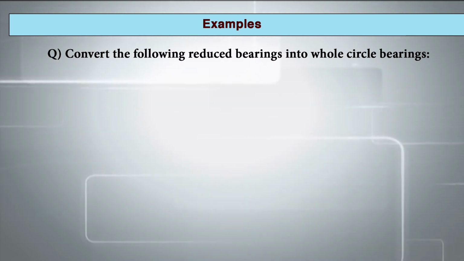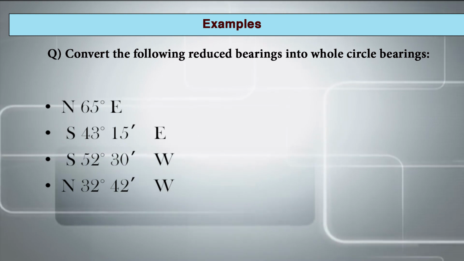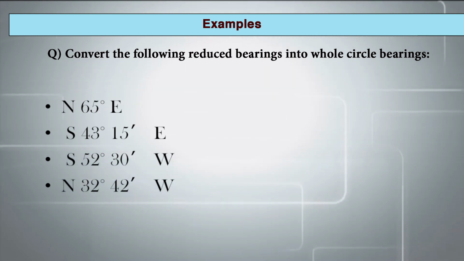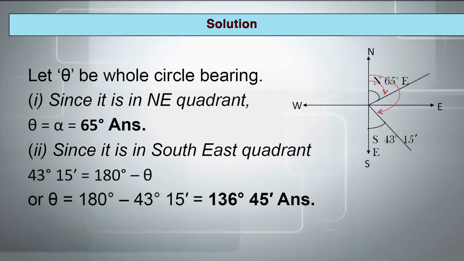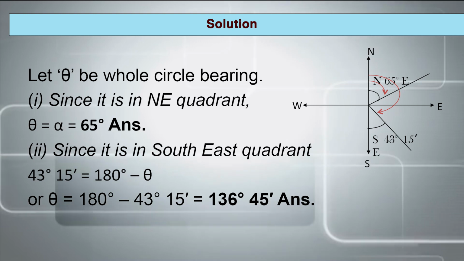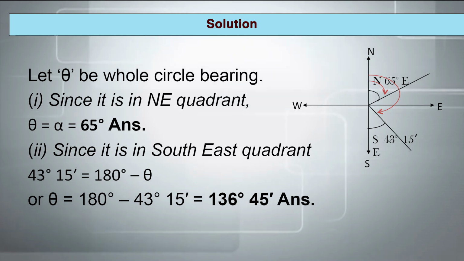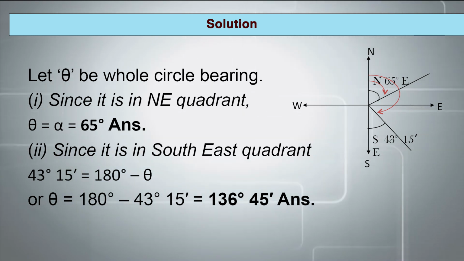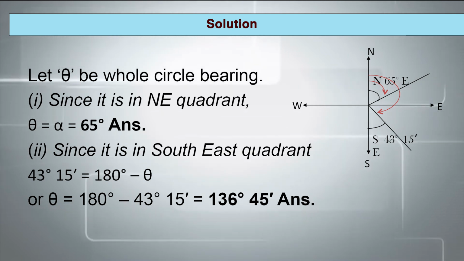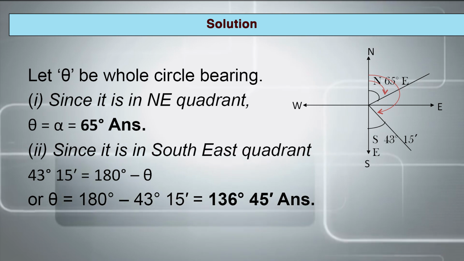Now, let us convert the following reduced bearings into whole circle bearings. Questions are north 65 degree east, south 43 degree 15 minute east, south 52 degree 30 minute west, north 32 degree 42 minute west. Let us take the first question, in which we have to convert the reduced bearing into whole circle bearing. Let theta be the whole circle bearing. First question is north 65 degree east. Since it is in northeast quadrant, theta and alpha will be equal, and the answer will be 65 degree. Next question is south 43 degree 15 minute east. Since it is in southeast quadrant, 43 degree 15 minute will be equal to 180 degree minus theta, and theta will be equal to 180 degree minus 43 degree 15 minutes, which is equal to 136 degree 45 minute.